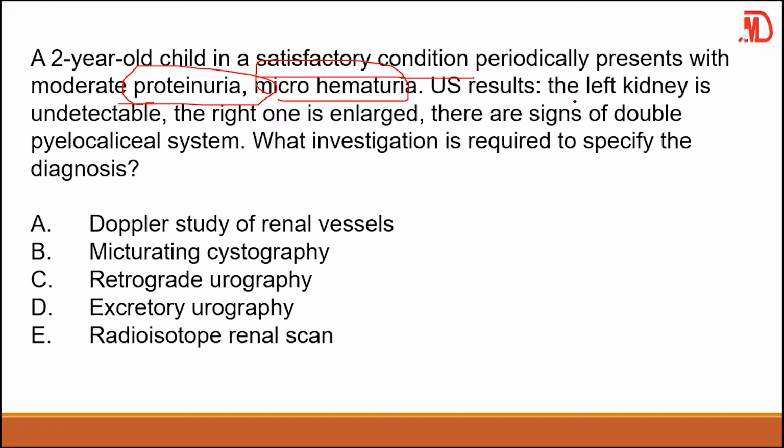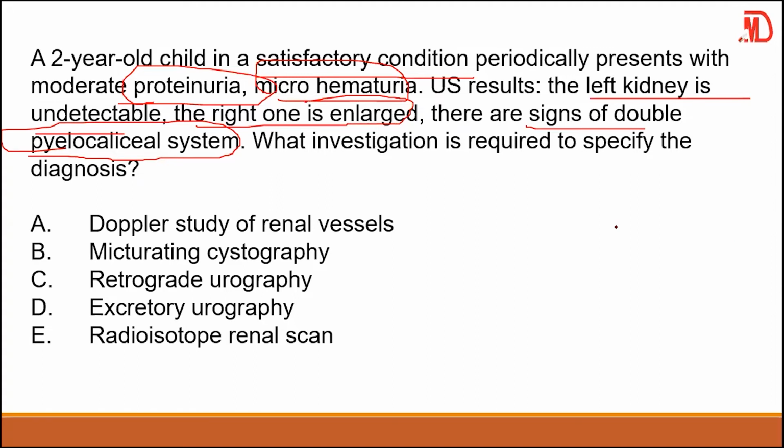Ultrasound results: the left kidney is undetectable. The right one is enlarged. There are signs of double pyelocaliceal system. And I'm sure by now you know I'm not good with the kidney. I don't want to embarrass myself.